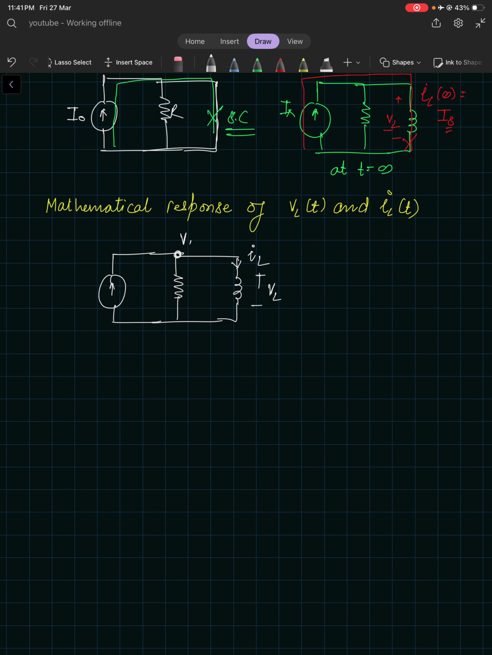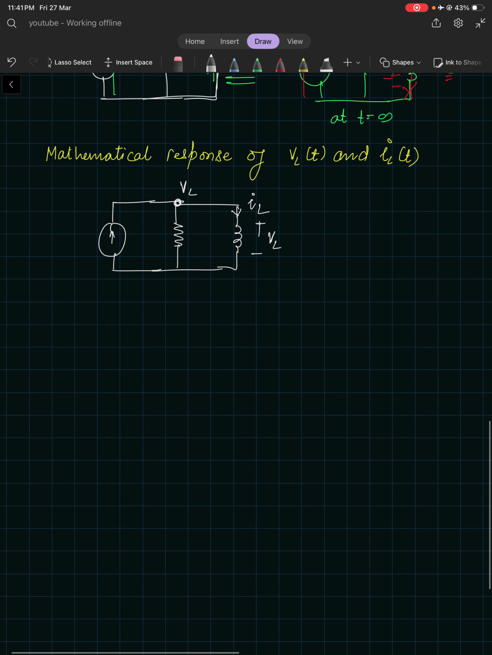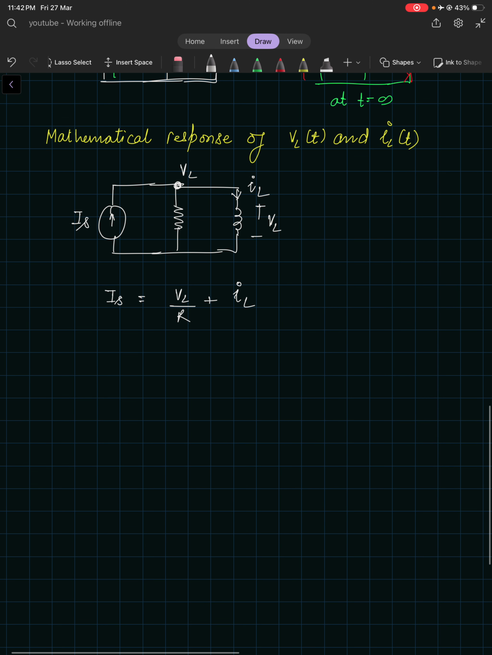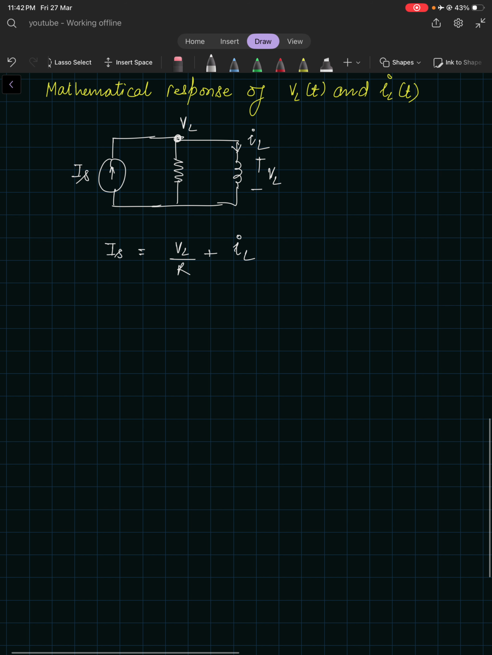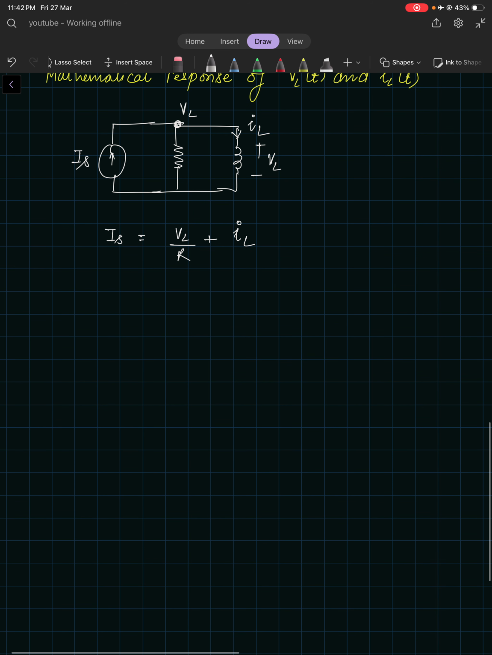This node will also be at potential VL, right? Okay. So here I think KCL we will apply. This is IS. So IS was equal to VL by R plus IL, right? As this is a simple KCL formula I have applied at node VL. Now what is VL?